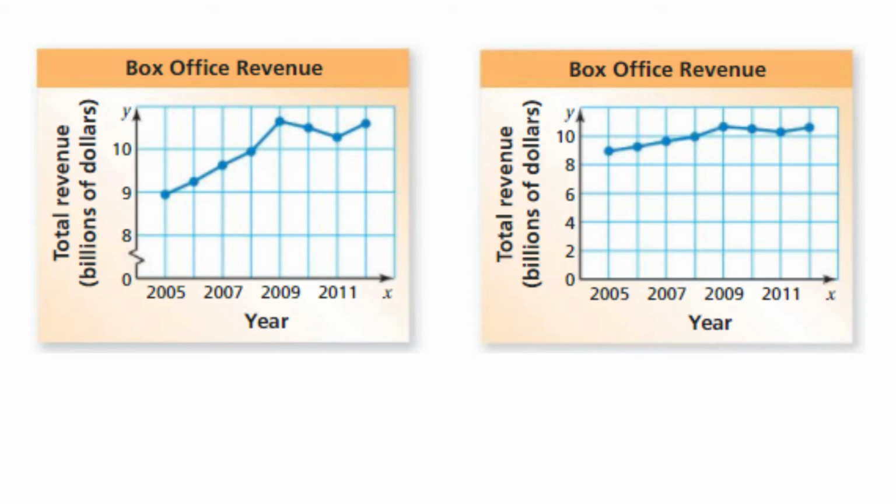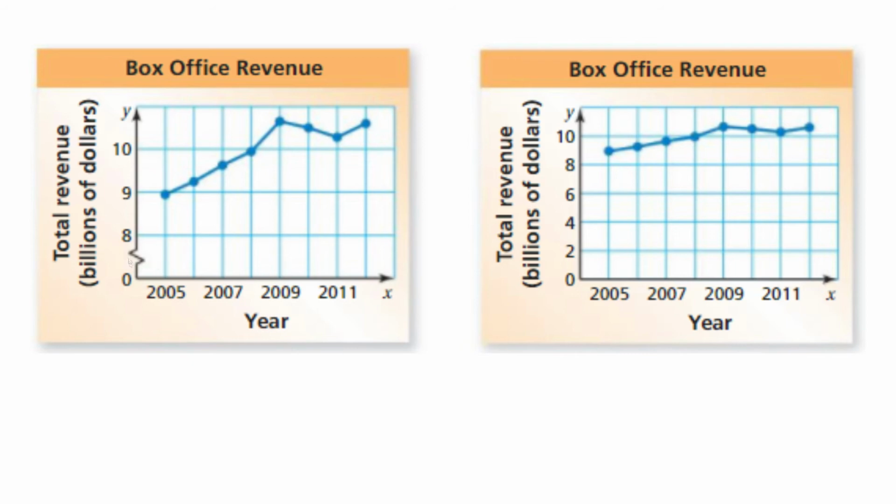All right, so let's talk about this. Both of them are talking about box office revenue, and the word revenue pretty much talks about how much money a certain movie pulled into the theaters, not counting profit or cost. So it's billions of dollars for both sides, and you have the same years for the x-axis.